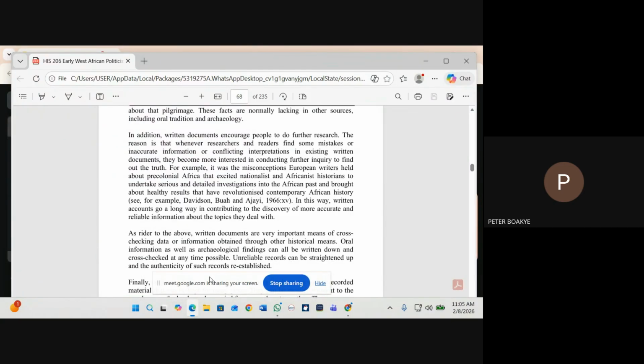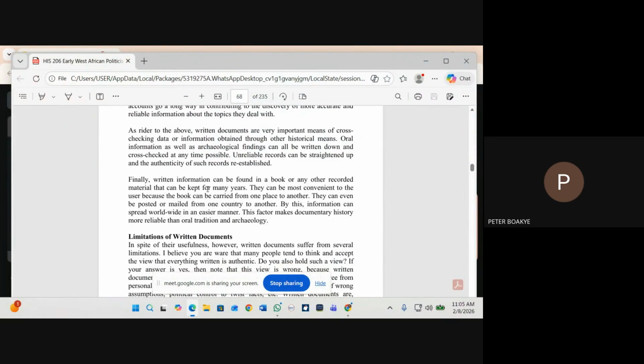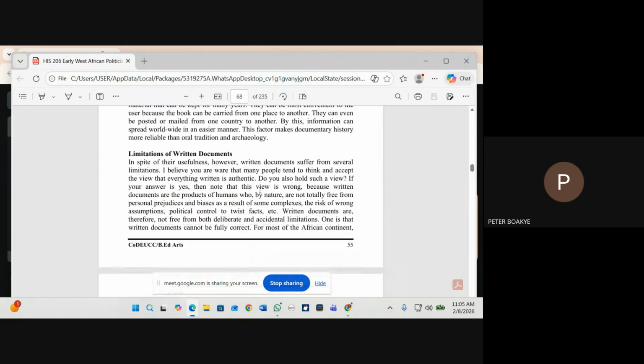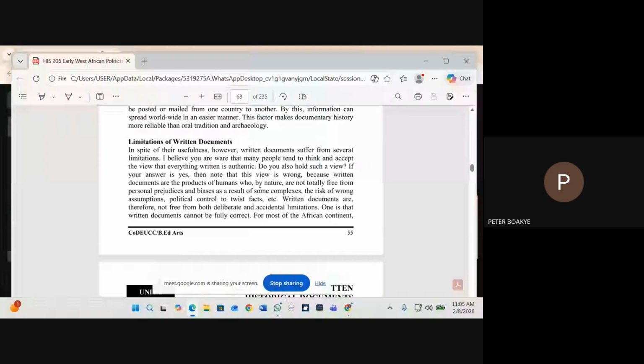Okay, and as I said, it promotes further research. Written documents encourage people to do further research. The reason is that whenever researchers and readers find some mistakes or inaccurate information or conflicting interpretation in the existing written documents, they would want to do further inquiry, and that is very, very important. Finally, written information can be found in a book or any other recorded material that can be kept for many years.